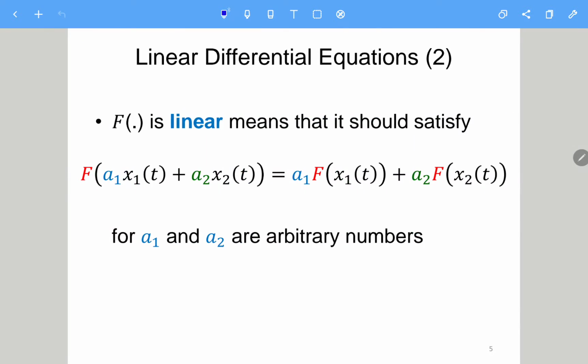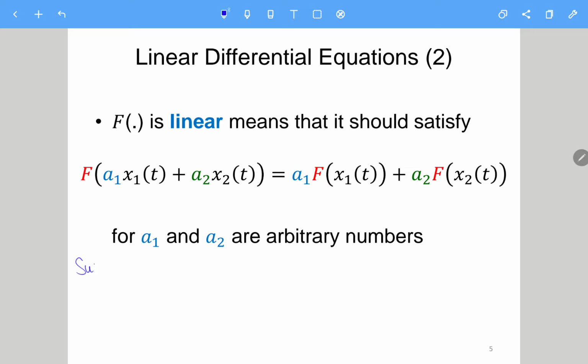Okay. So when we talk about linear, it's well known that it satisfies a property like this. So f is linear means that it should satisfy this equation. If f is linear, then f of this one, which is only related to the independent variable t, equals this one. You can feel like we can just separate it, because this is actually two properties.